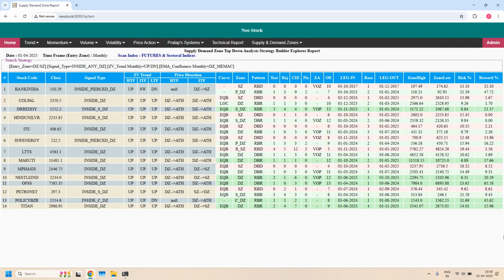All these 14 monthly demand zones are having monthly EMA confluence and also current price closed inside those monthly demand zones.